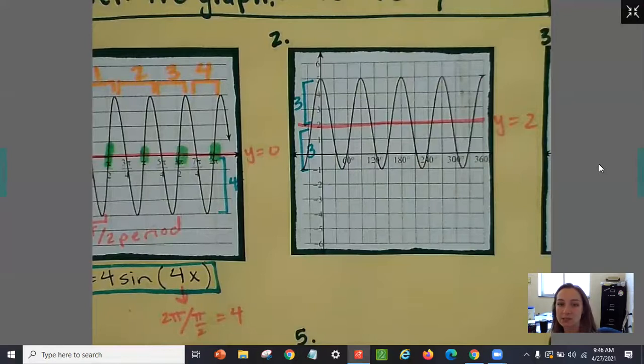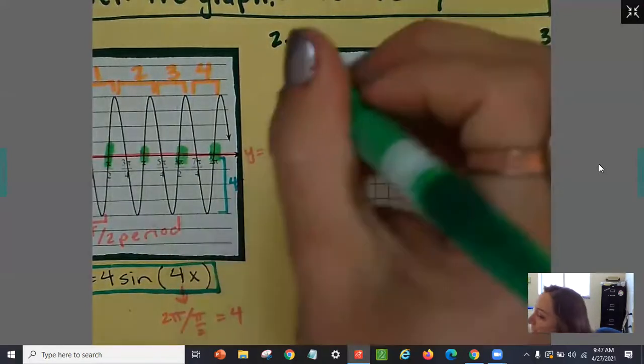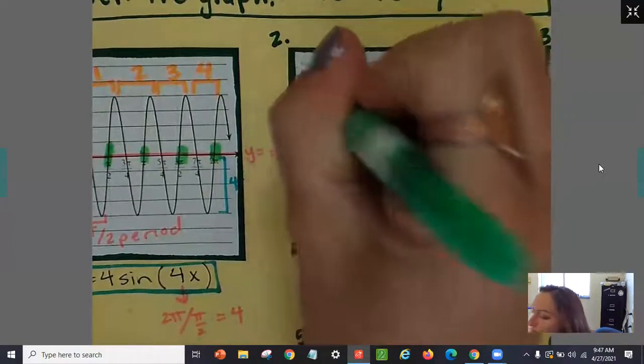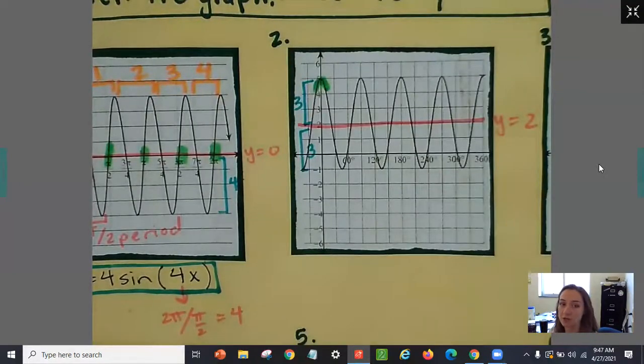Okay, now I need to look and see if this is sine or cosine. I can see that on the y-axis, this is at a peak. So this is going to be cosine. Cosine is at the peak. Sine is in the middle on the y-axis. So this is going to be cosine.